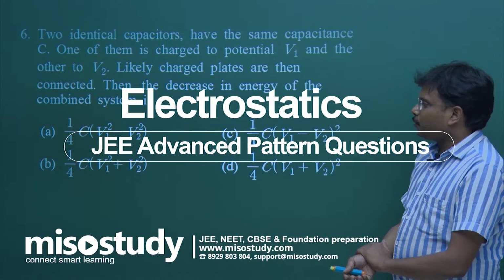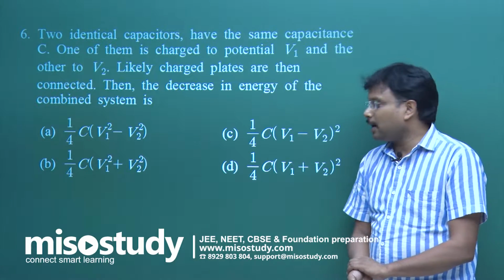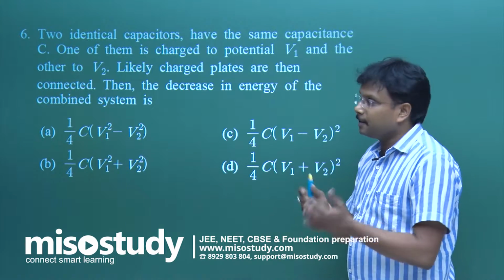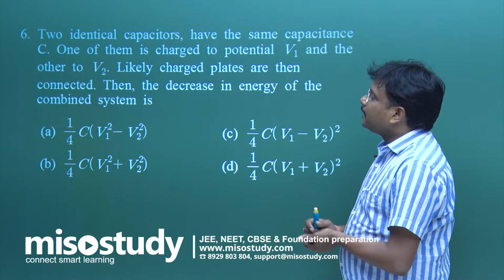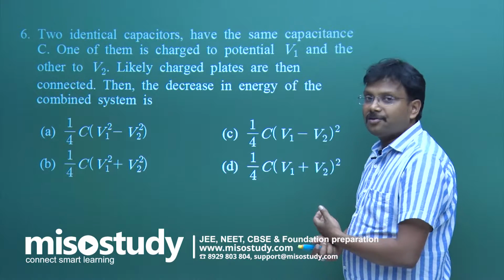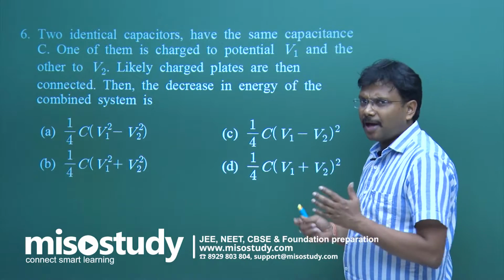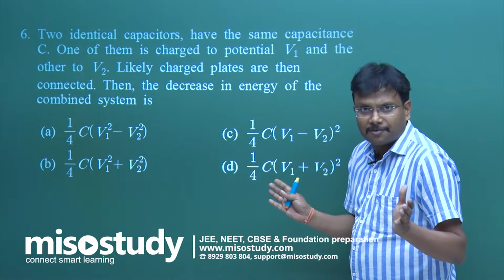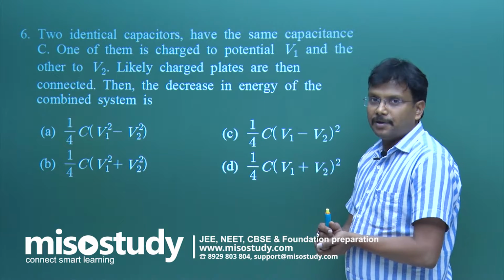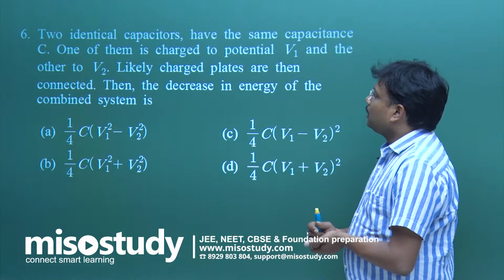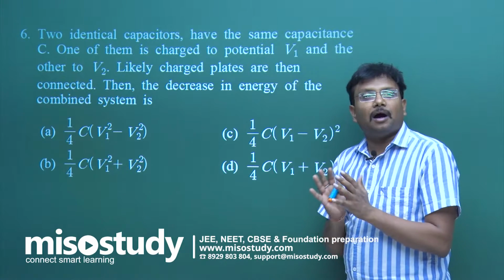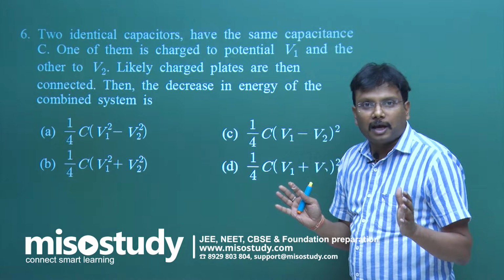Now the question is simple, it is not that difficult a question. Let us try to understand. You have two identical capacitors, and they have the same capacitance C, as this line is self-explanatory. One of them is charged to potential V1 and the other to potential V2. So initially the charge was 0 on the capacitors.